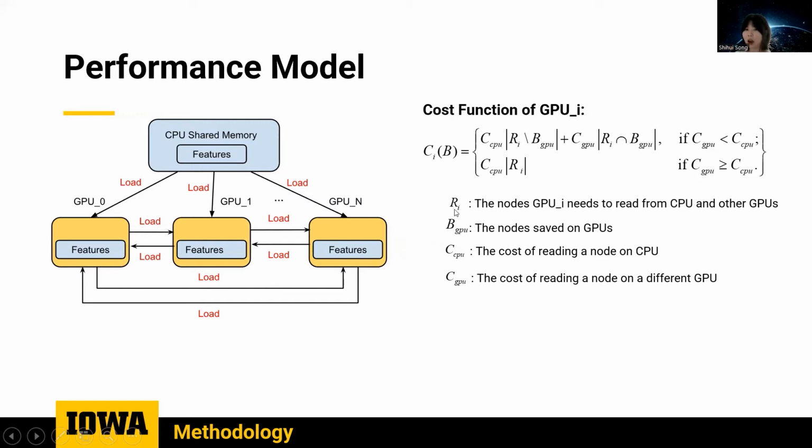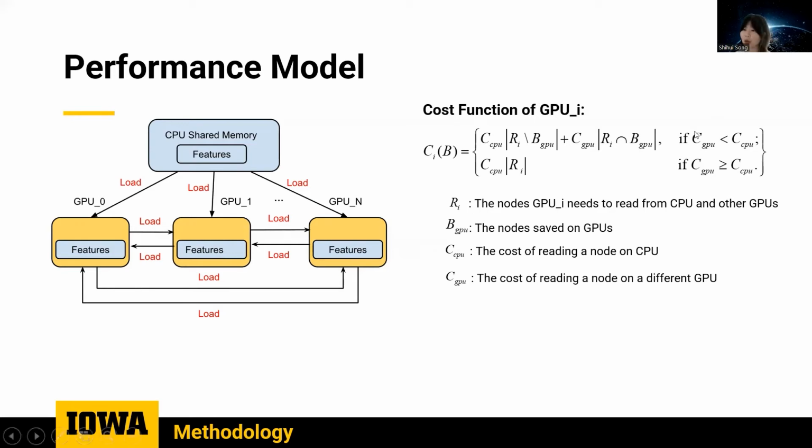In this formula, the Ri represents the nodes that GPU i needs to read from CPU and the other GPUs. And BGPU means the nodes saved on all GPUs. The CCPU means the cost of reading a node from CPU, and CGPU means the cost of reading a node from another GPU. And because of the hardware setting, we may have different CCPU and CGPU. So we need to think about two situations.